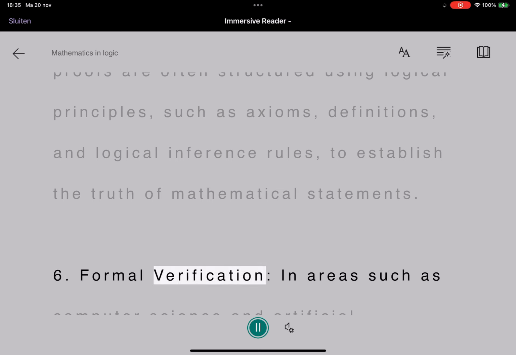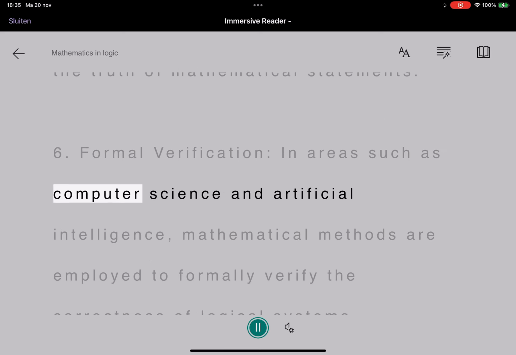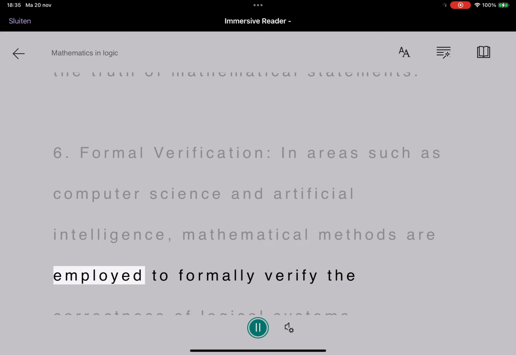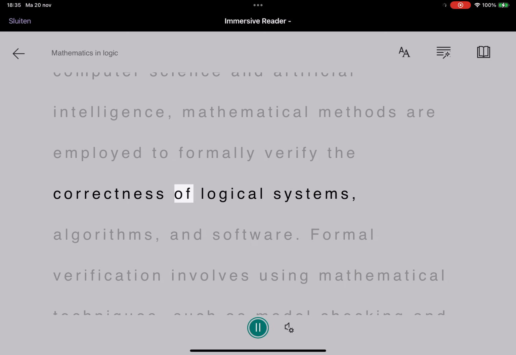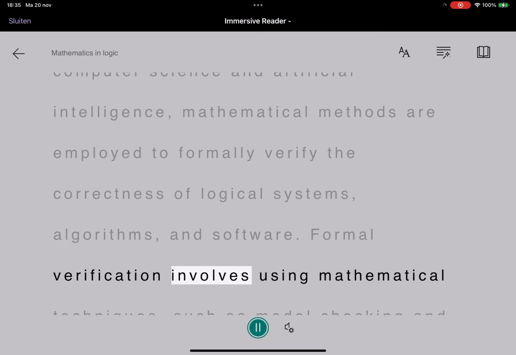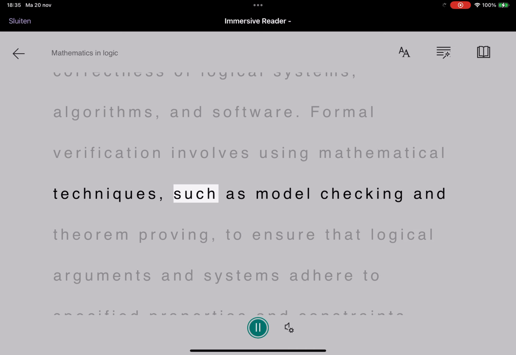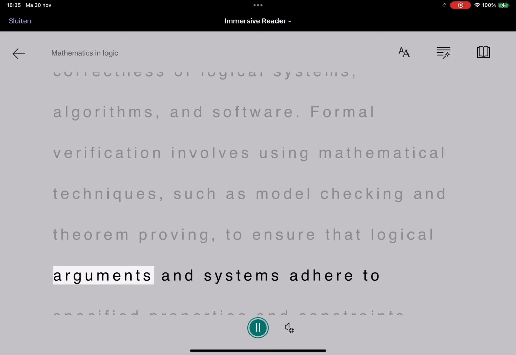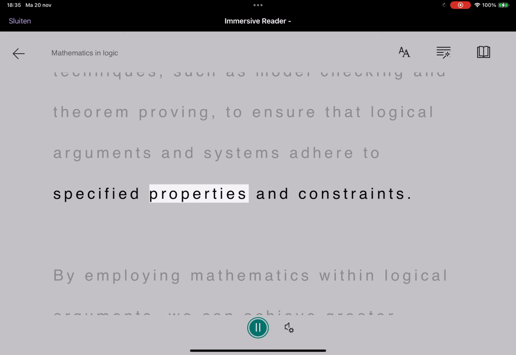6. Formal verification. In areas such as computer science and artificial intelligence, mathematical methods are employed to formally verify the correctness of logical systems, algorithms, and software. Formal verification involves using mathematical techniques, such as model checking and theorem proving, to ensure that logical arguments and systems adhere to specified properties and constraints.